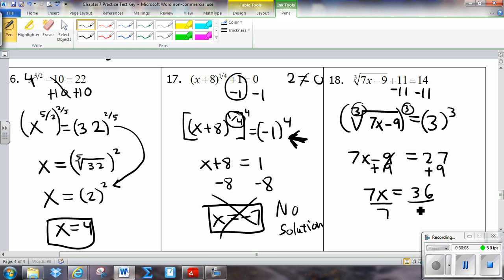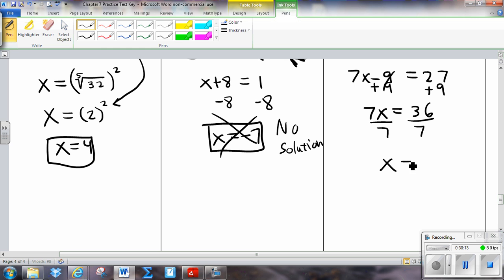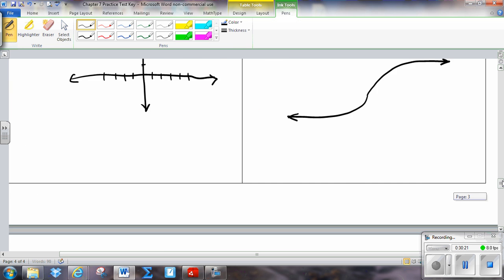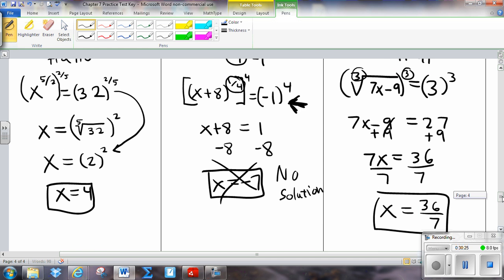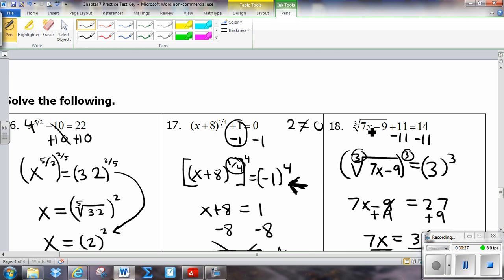Divide by 7. It's going to be x equals 36 divided by 7. Doesn't go in, so just 36 over 7. Okay, just a quick check, but everything should work out okay though. If you put a 36 over 7 inside of here, 7 times 36 over 7 is 36. Minus 9 is a 27. Cube root of 27 is a 3. Plus 14 is a 14, so it works out.